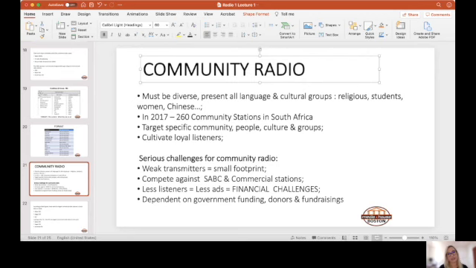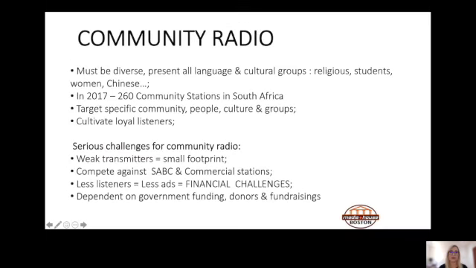Why do community radio stations exist? Community radio stations are there for their specific community. A community radio station is a voice for the voiceless, in essence, okay? It's a training ground for new radio presenters coming in. It's an opportunity for you to be upskilled. Within South Africa, the community radio stations must be diverse. They need to be present in all languages and cultural groups, okay? Whether it's religious, whether it's for students, whether it's specifically aimed at women, whatever it is.